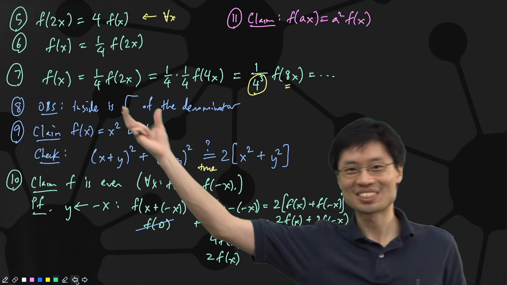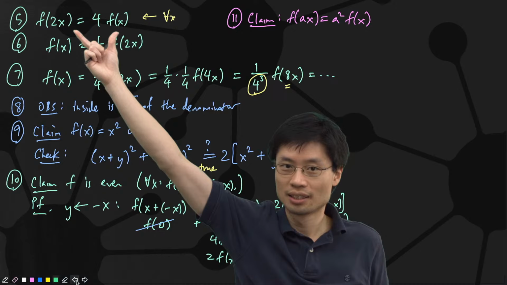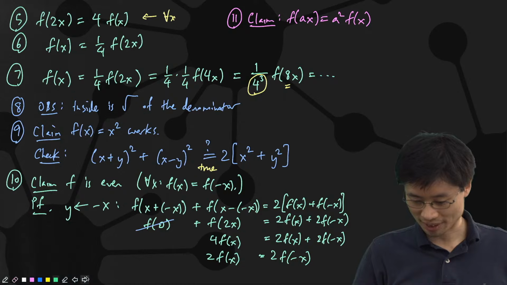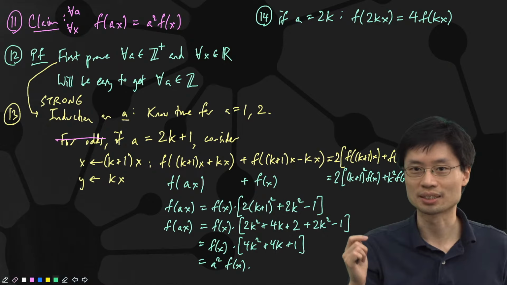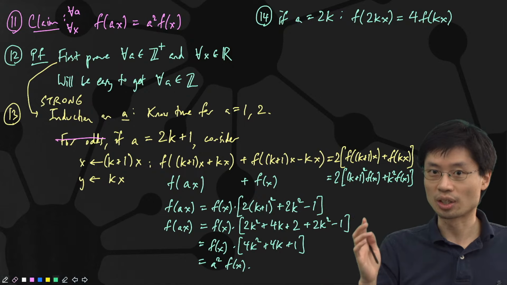So we can throw in the doubling thing, right? Actually, it's up here. f of 2x is just 4 f of x. So f of double of anything is actually just 4 times f of half the thing. So if a is 2k, well then f of 2kx is just equal to 4 times f of kx. That's definitely true, because the doubling thing lets me take out the 2 and turn it into a 4. But now I can use the strong induction, because you see, k is a positive integer.